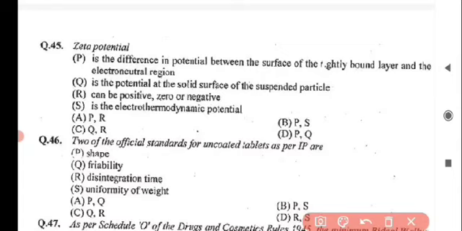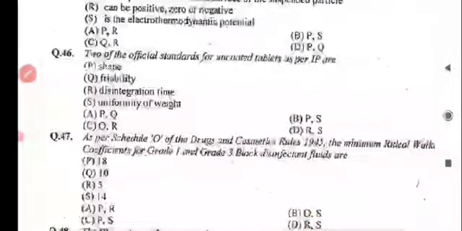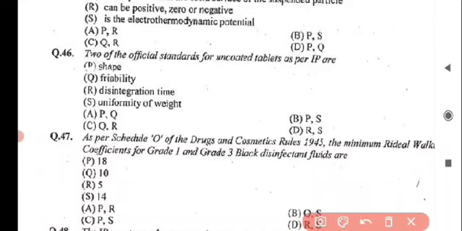Now the next question is zeta potential. So the correct answer for this question is P and R. Zeta potential is the difference in potential between the surface of the tightly bound layer and the electroneutral region, and it can be positive, 0 or negative. Next question is two of the official standards for uncoated tablets as per IP, and the correct answer for this is R and S, that is uniformity of weight.